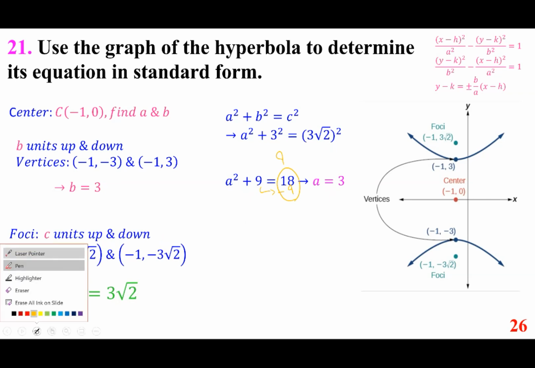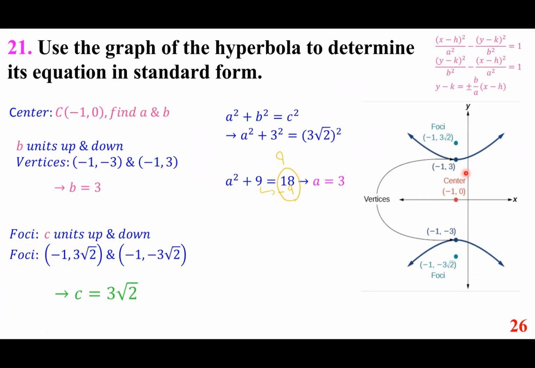So now we are ready to write the equation as follows. Because it's up and down, (y minus k) quantity squared over b squared minus (x minus h) quantity squared over a squared. So y squared over 9 minus (x minus negative 1), that means (x plus 1) quantity squared over 9 equals 1. By the way, why 9? Because a and b happen to be the same, the number 3.